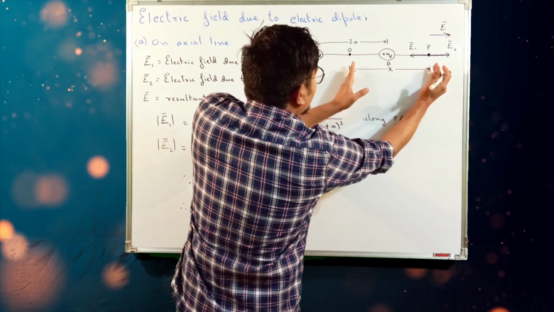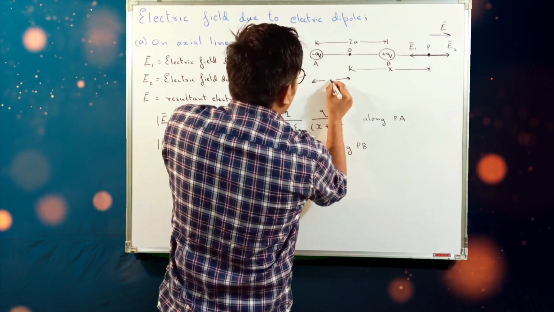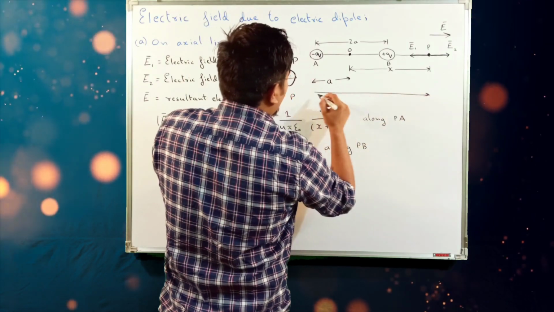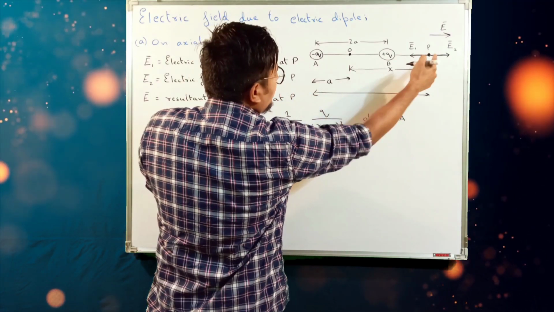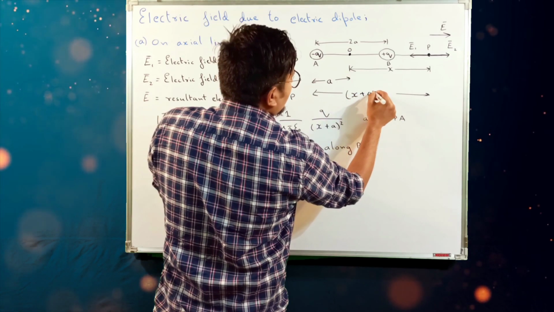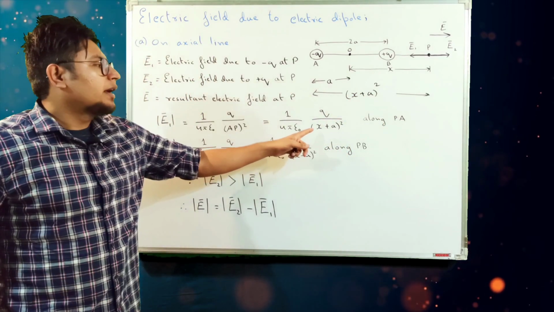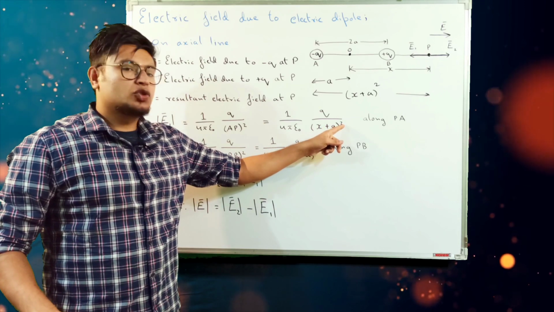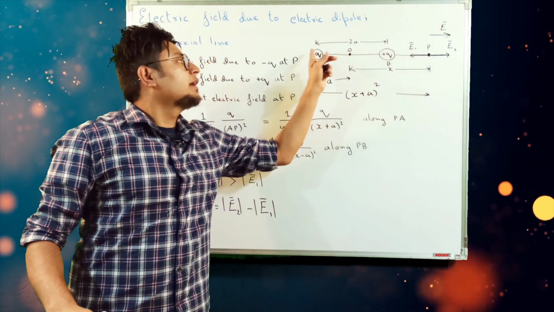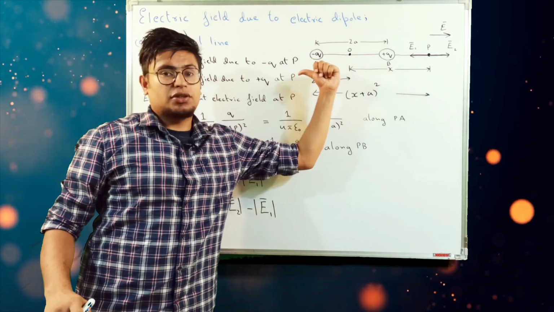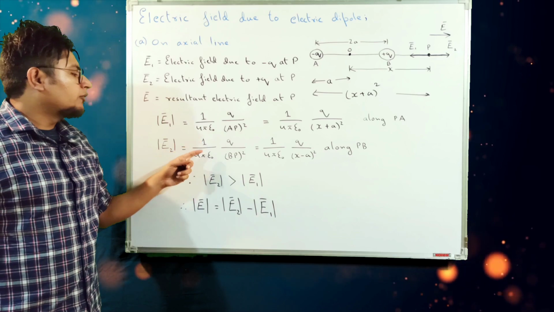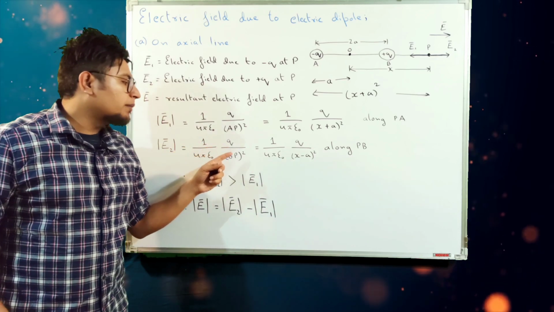Therefore, it will be x plus this distance, which is A. So this whole distance from point A to point P becomes x plus A. So it is 1 by 4 pi epsilon naught Q divided by x plus A whole thing square, along PA. It is in this direction. And then for E2, it is 1 by 4 pi epsilon naught Q divided by R square.